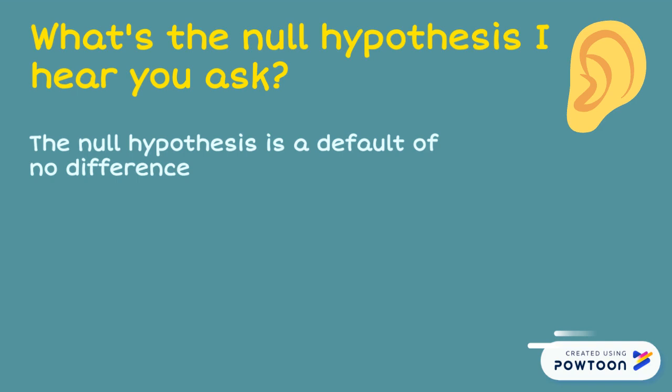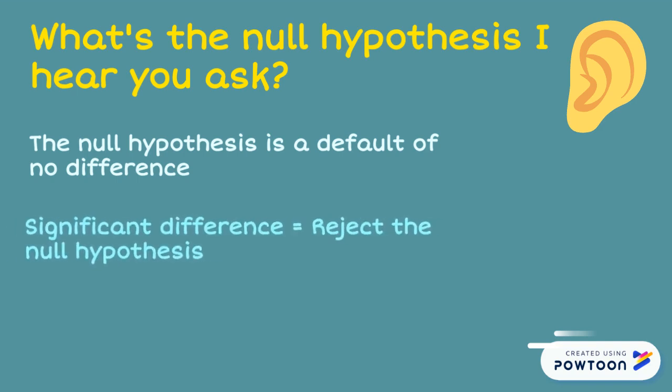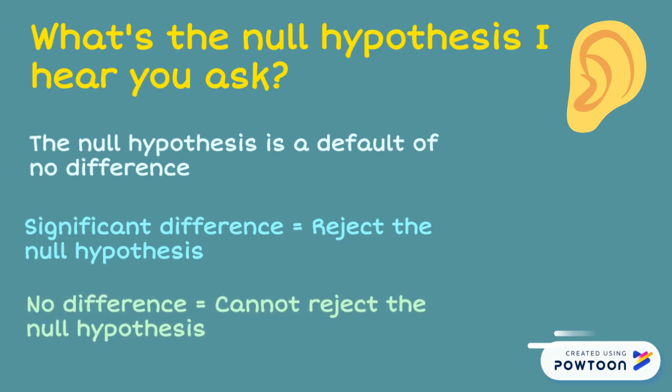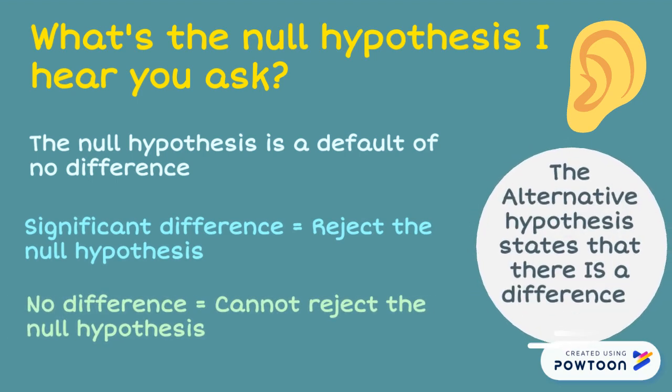The null hypothesis is a default of no difference. So if we do see a significant difference, we can reject the null hypothesis. But if there's no difference, we cannot reject it. The alternative hypothesis states that there is a difference.